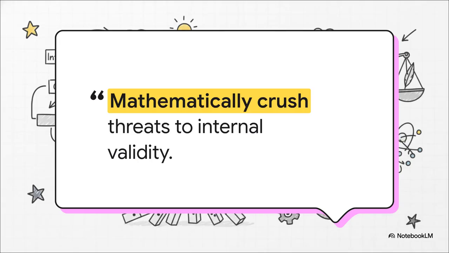And that leads us to the absolute ultimate benefit of replication. By doing this, you mathematically crush threats to internal validity. I love that phrase. You aren't guessing anymore. You aren't just crossing your fingers and hoping it was your intervention. By affirming the consequent over and over through these repeated phase shifts, you're definitively proving that your independent variable is the true catalyst for the change.